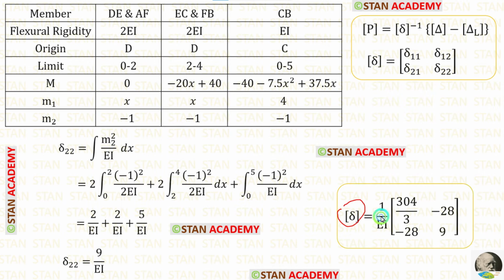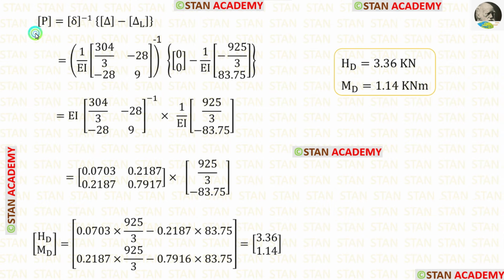In the delta matrix, we have found all the values. Let us apply them. 1 upon EI is constant, let us keep it outside. In this formula, we have found everything. Let us apply them. 1 upon EI inverse is EI. We can add these two matrices. After adding, we are getting this. Then we can eliminate EI. For this matrix, we have to find the inverse.